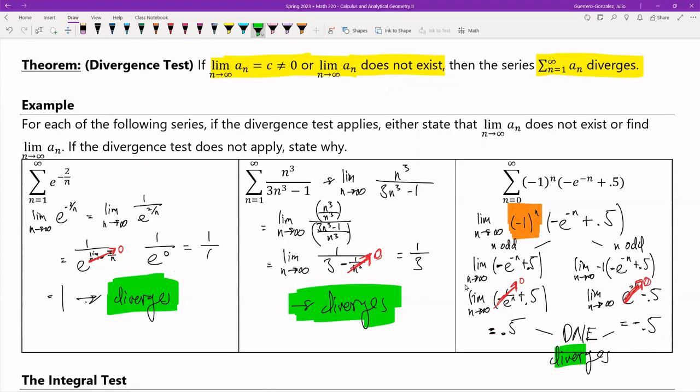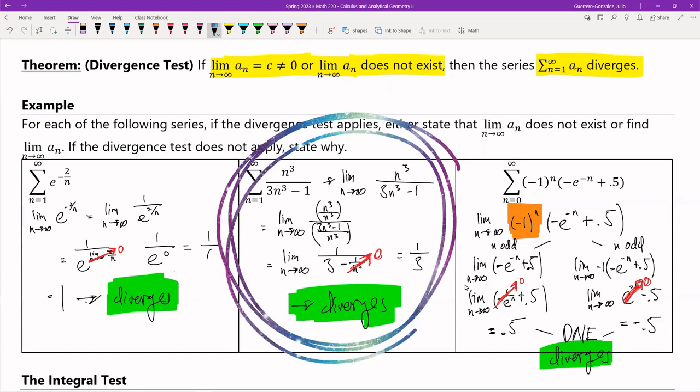All done. Simple enough, right? Like I said, you can still use all the Calc 1 stuff for evaluating a limit here as well. If you need to divide by the highest power, go ahead and do so. If you need to take the limit inside of a function, do it. If you need to use L'Hopital's to prove something, do it. So technically, this one in the middle, we could have used L'Hopital's rule on as well, and we would have gotten the same answer.